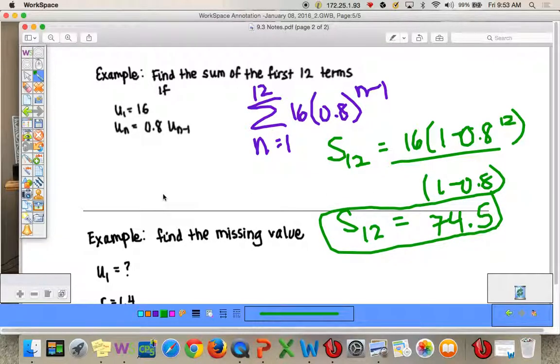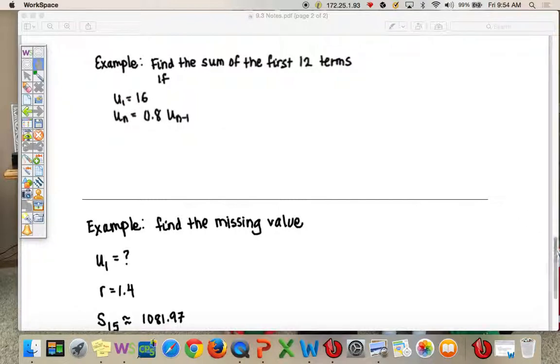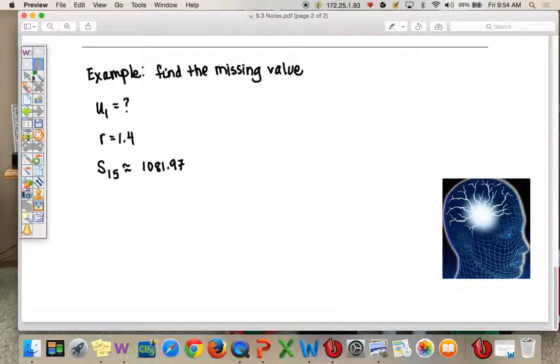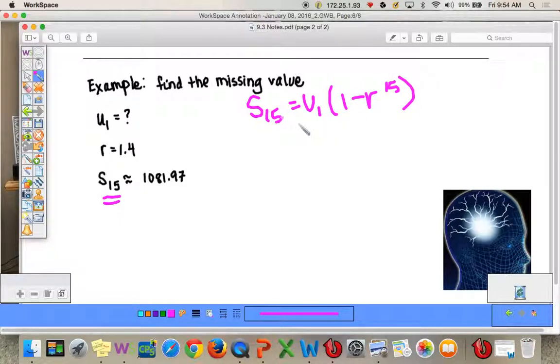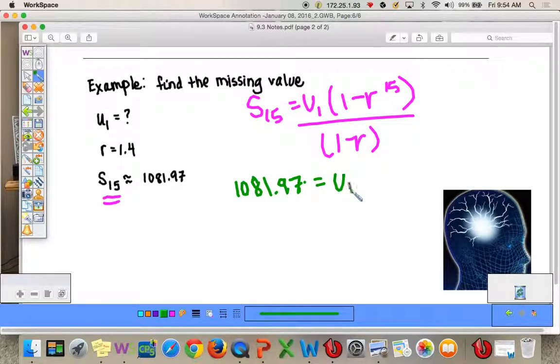Okay. And then the last one, finding a missing value. We practiced this yesterday. Plug into the right formula, and then you're going to use algebra to solve. So this is the sum of the first 15 terms is the first term times 1 minus the ratio to the 15th power over 1 minus the ratio. Plug in everything that you know. We know the sum is 1081.97. We don't know the first term. We have the ratio to the 15th power over 1 minus the ratio.